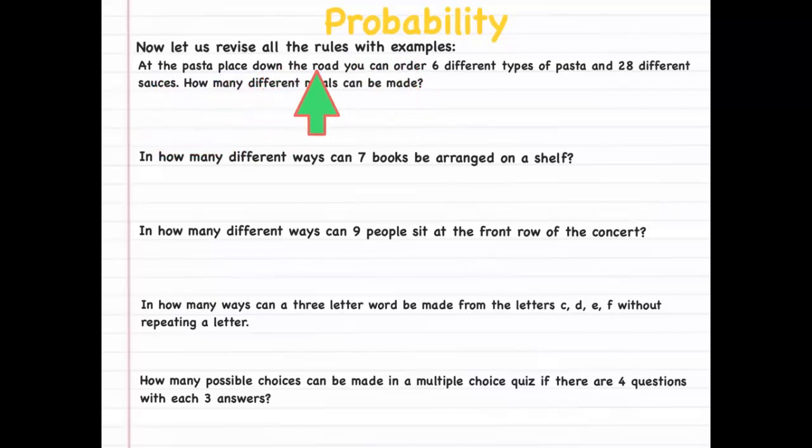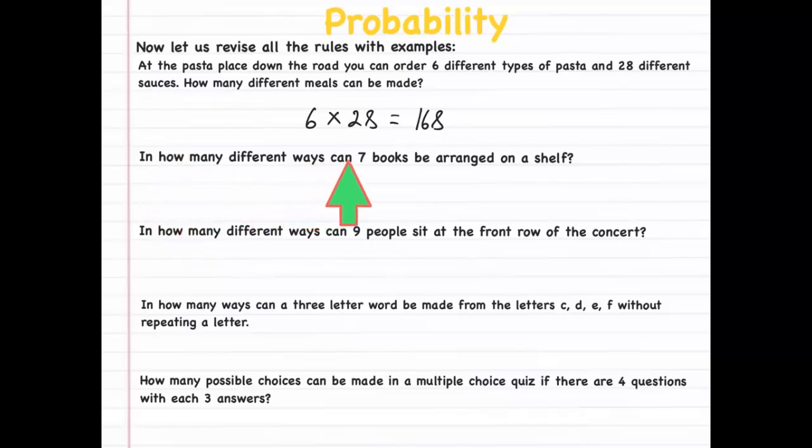At the pasta place down the road, you can order 6 different types of pasta and 28 different sauces. How many different meals can be made? Okay, so this is the basic counting principle, because for our first choice, we've got 6 options of pasta. For the second choice, we've got 28 options of sauces. So we simply take the amount of options for our first choice, which is 6, times 28 options for our second choice, and then it's 6 times 28, which gives us 168 different meals.